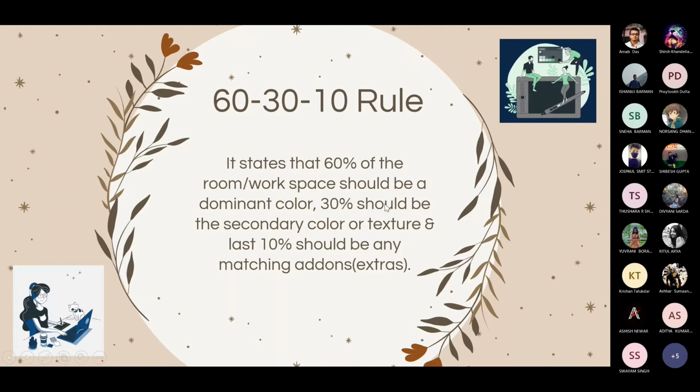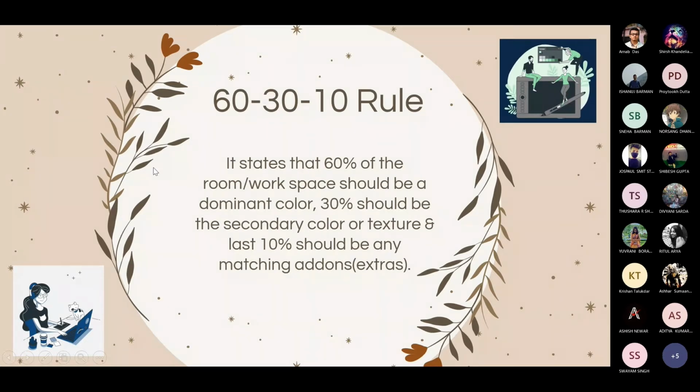30% should be the secondary color or the texture. Here I have a texture, and this leaf kind of structure, so I'll reference it to that. And 10% should be your add-ons and extras. The star marks and all weren't here at first. I thought it was looking very plain. I had already added leaves and it looked simple, but something was missing. You get an instinct that there's no spark in it.